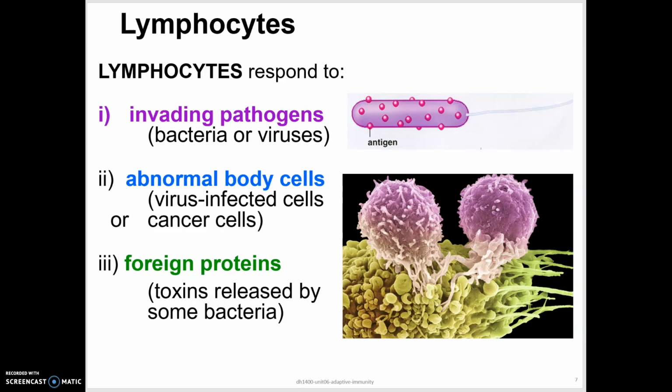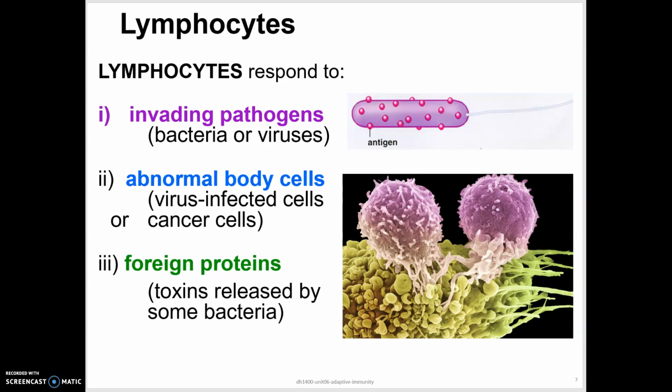Also, cells that have been attacked by a virus. So the virus enters the cells, our body recognizes that that's not a normal functioning cell, so the immune system, the lymphocytes, go after it and respond to it. And the third thing that they respond to are foreign proteins.